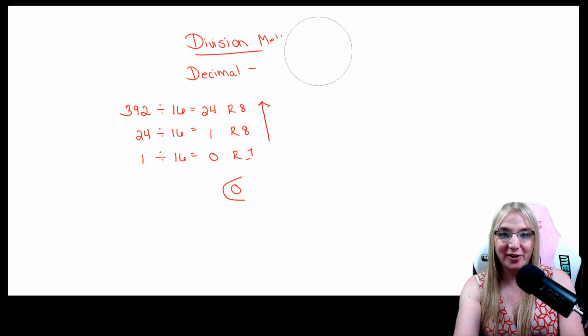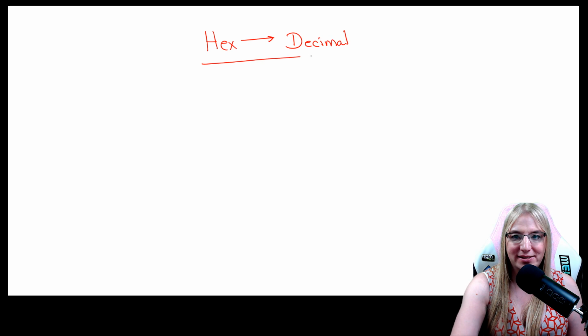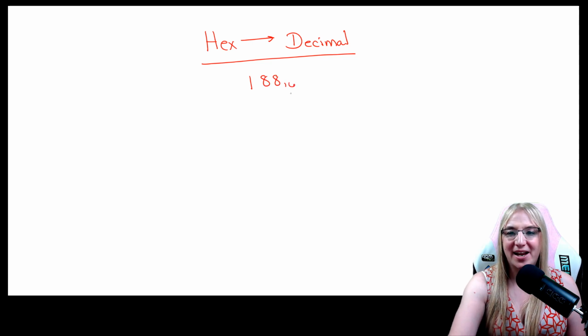That's actually even easier. So all we do to do that, let's say we have this number. Now we know our hex number, so this is going hexadecimal to decimal. How do we do this? I'm going to start with my hex number, which in this case is 188 base 16, just like that. And again, I like to write it like that.